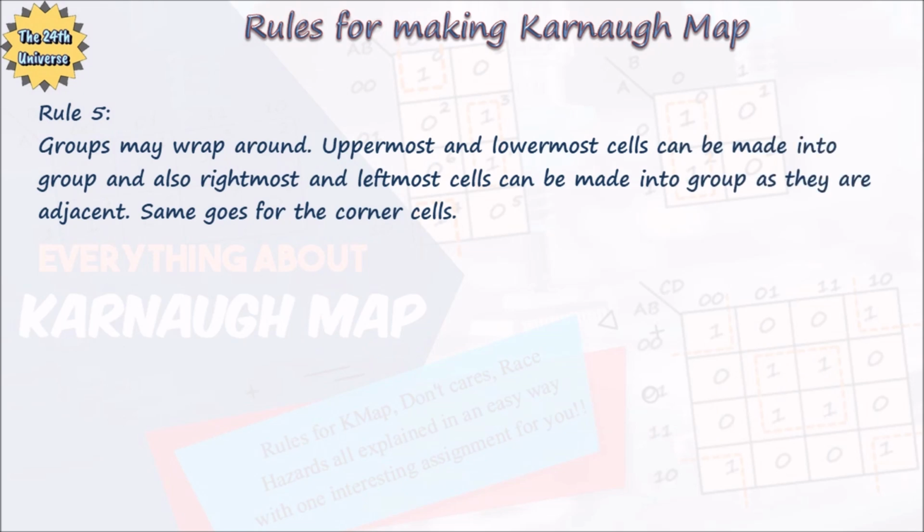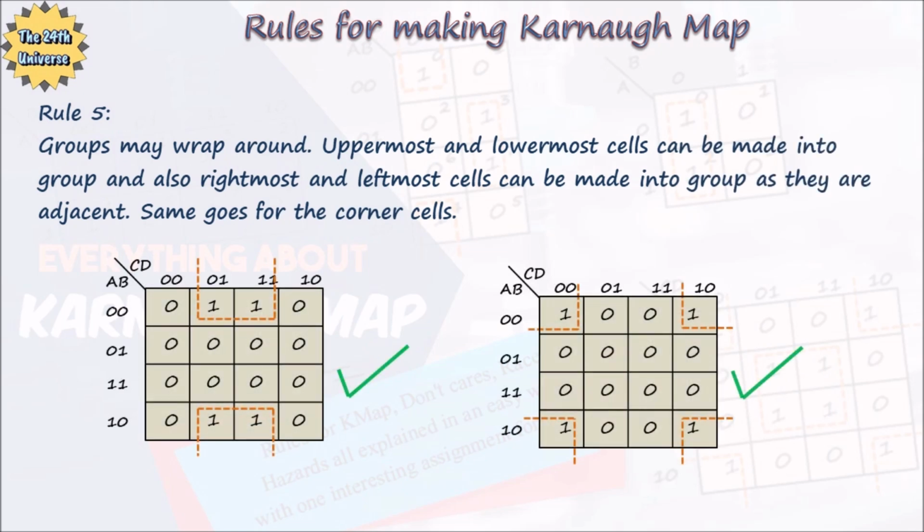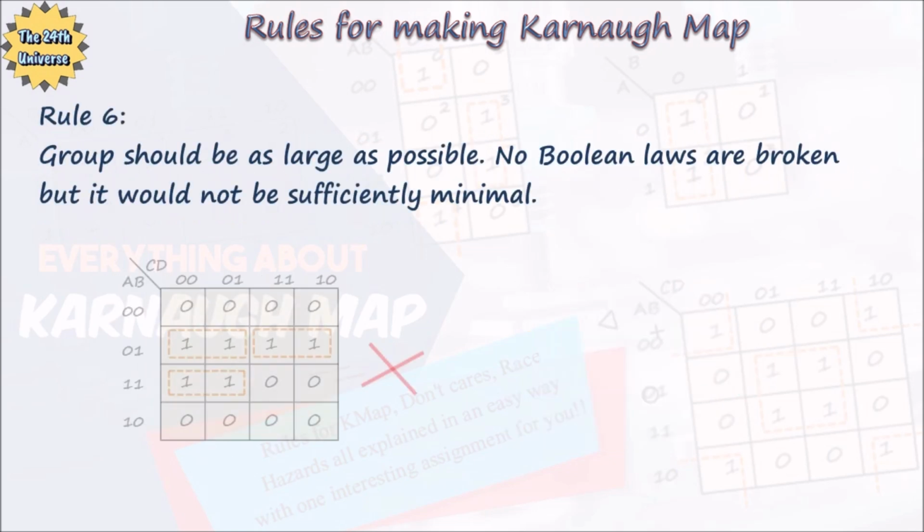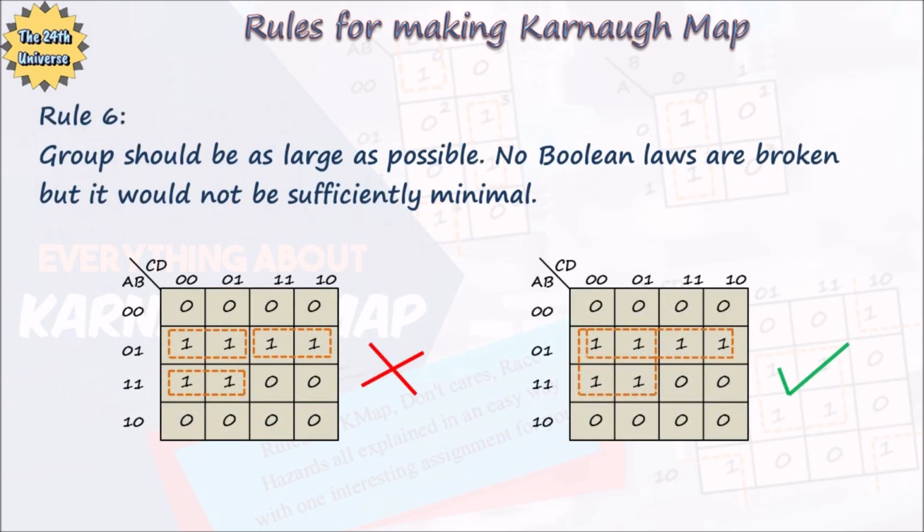Rule number 5: groups may wrap around. That is, uppermost and lowermost cells can be made into a group, and also rightmost and leftmost cells can be made into groups as they are adjacent, that is, 1 bit difference. Same goes for the corner cells. Rule number 6: a group should be as large as possible. No Boolean laws are broken otherwise, but it would not be sufficiently minimal.